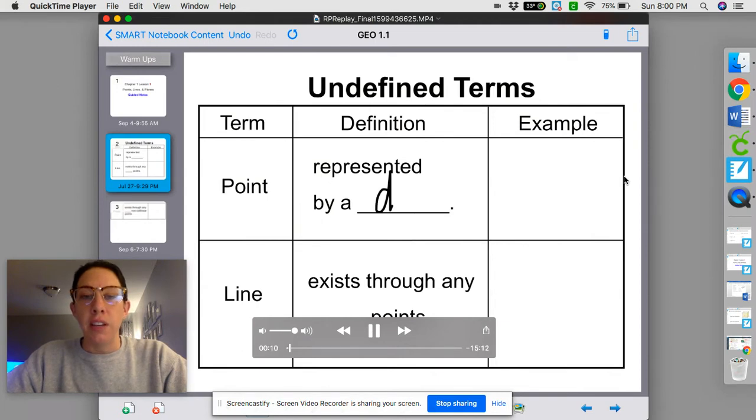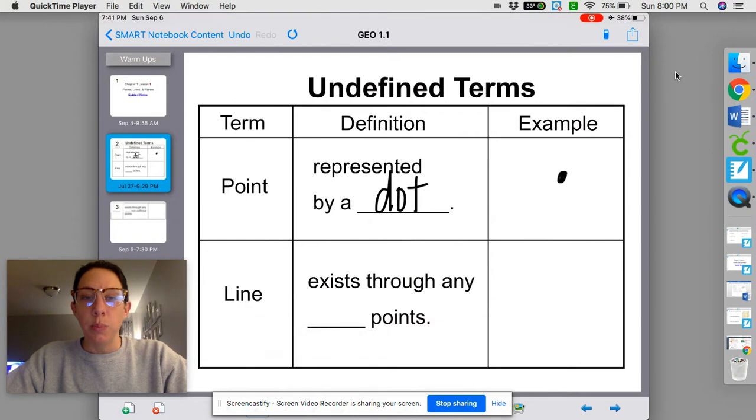These are called undefined terms just because they are kind of like duh, they're already understood, and they really don't have any formal definition. But our first one is a point. A point is simply represented by a dot.